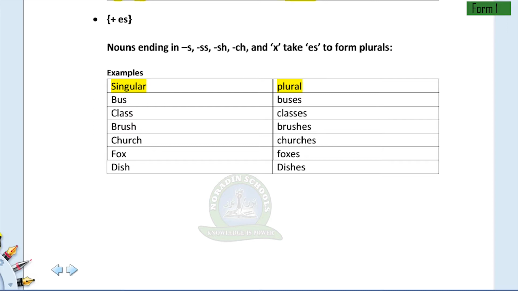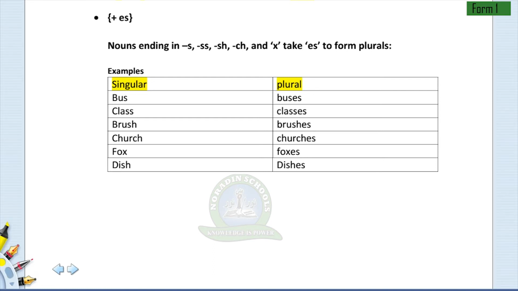Well, the second group are added es. We do not use s to form their plurals. We add es. Nouns ending in s, sh, ch, and x take es to form plurals.